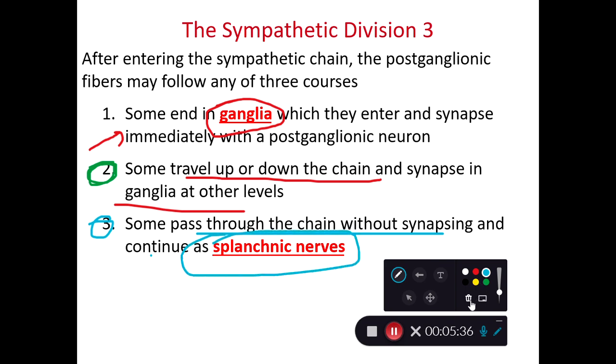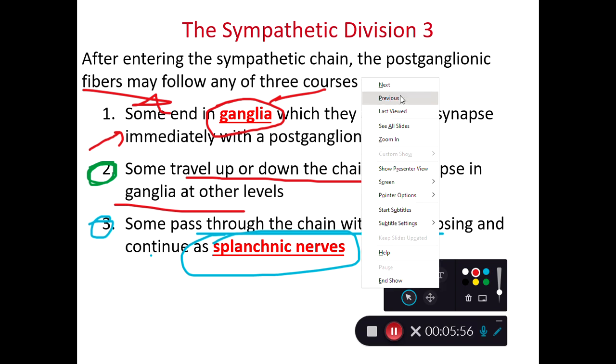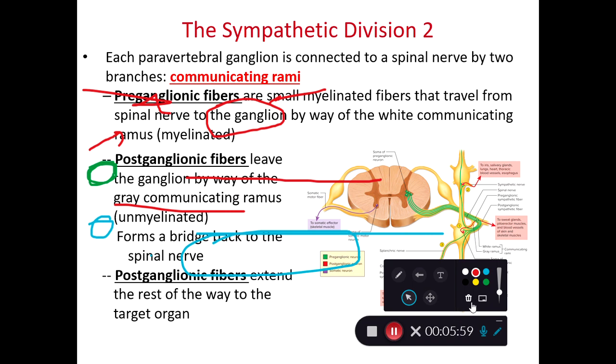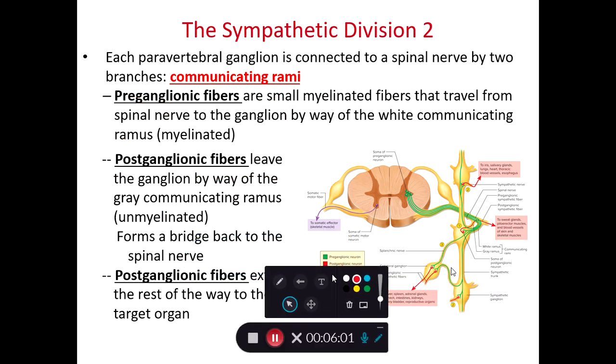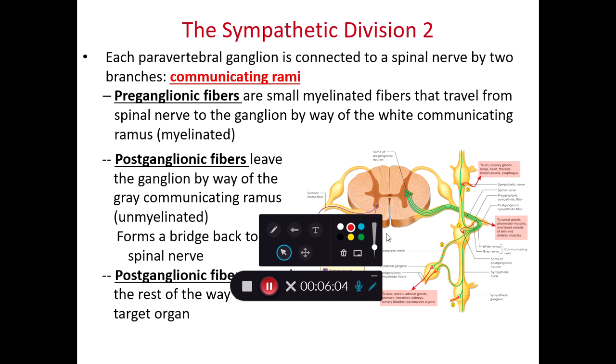So let me back up a slide here. For number 1 in red, we have end in a ganglion, which they enter and synapse immediately with a postganglionic neuron. So as we're looking at that, let's back up a slide here. I'm very bad at backing up on slides as I'm working with this program. So we'll go to previous. And then we can have in red the ganglion that goes directly to the target organ. And then let's go forward a slide here.